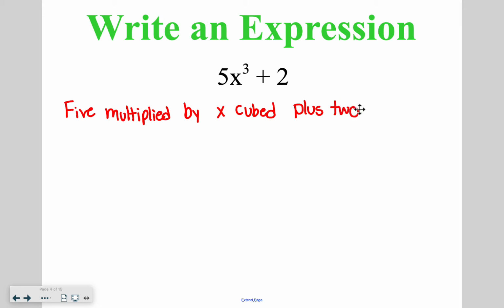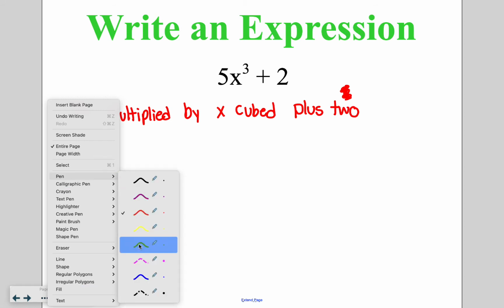When you are writing out the verbal expressions, if a number is 10 or lower, you must write out the actual word. Notice I didn't use the number 2 here. I wrote out the actual word 2. So if a number is 10 or below, you have to write out the actual word.